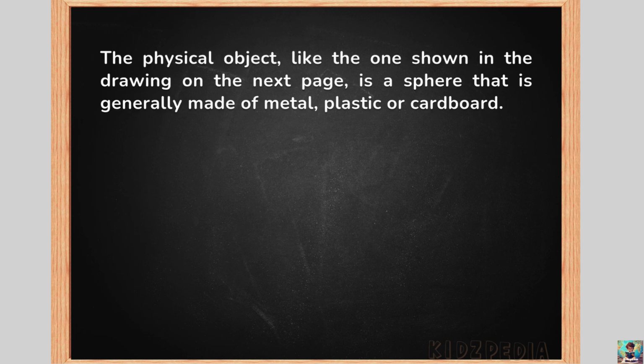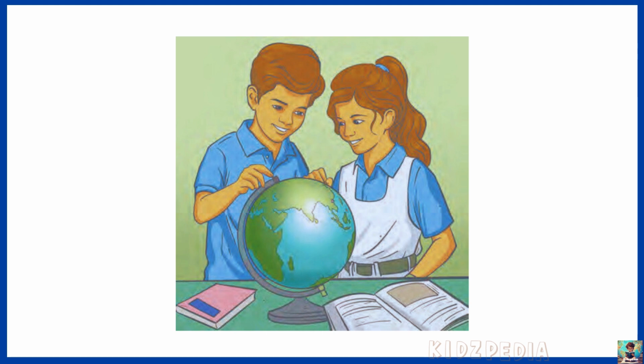The physical object, like the one shown in the drawing on the next page, is a sphere that is generally made of metal, plastic, or cardboard. So, what is a globe made of? It is usually made of materials like metal, plastic, or cardboard. This globe is a physical object, something you can touch, hold, and turn to see different parts of the map.